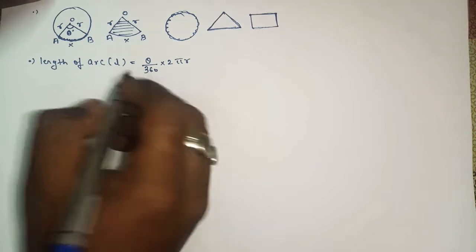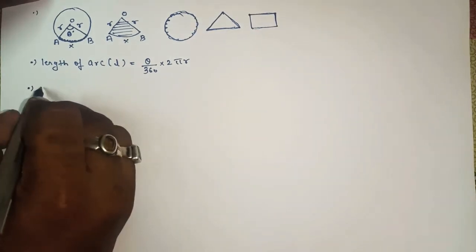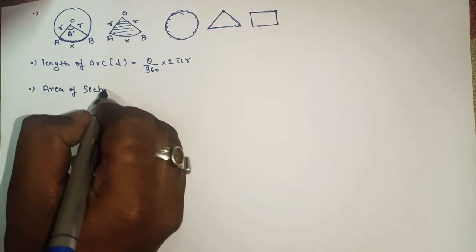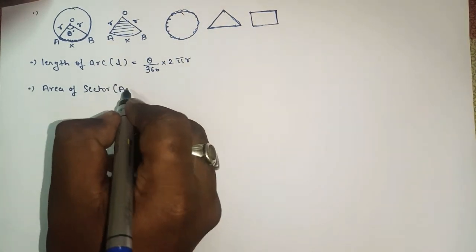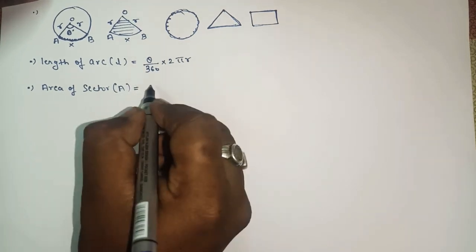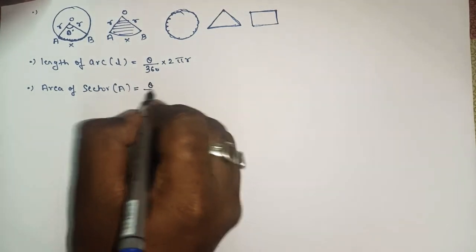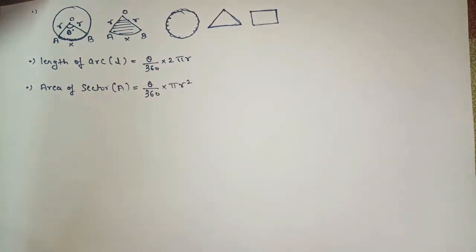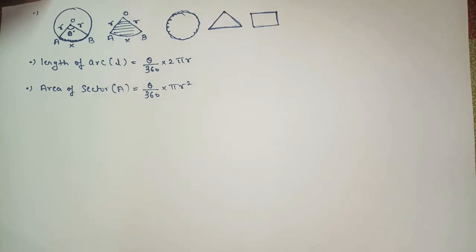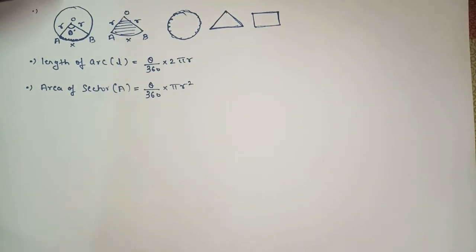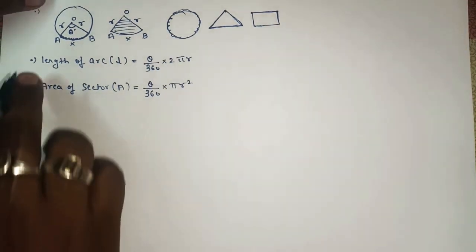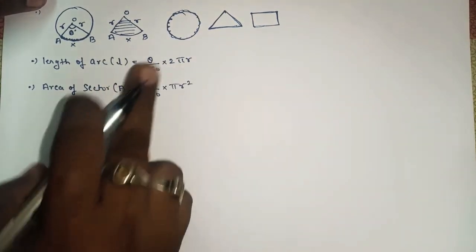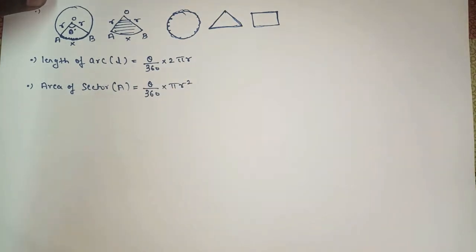And the second formula was the area of the sector. For area we used to take the symbol A, and the formula was theta upon 360 into pi r square. Yes or no? These were the two important formulas which were there in your mensuration chapter. Length of the arc is theta upon 360 into 2 pi r. Area of sector is theta upon 360 into pi r square.